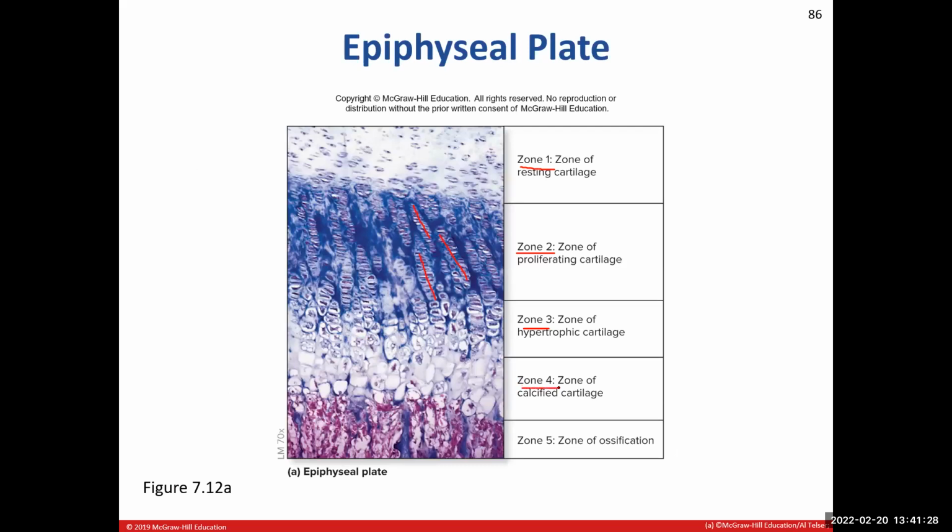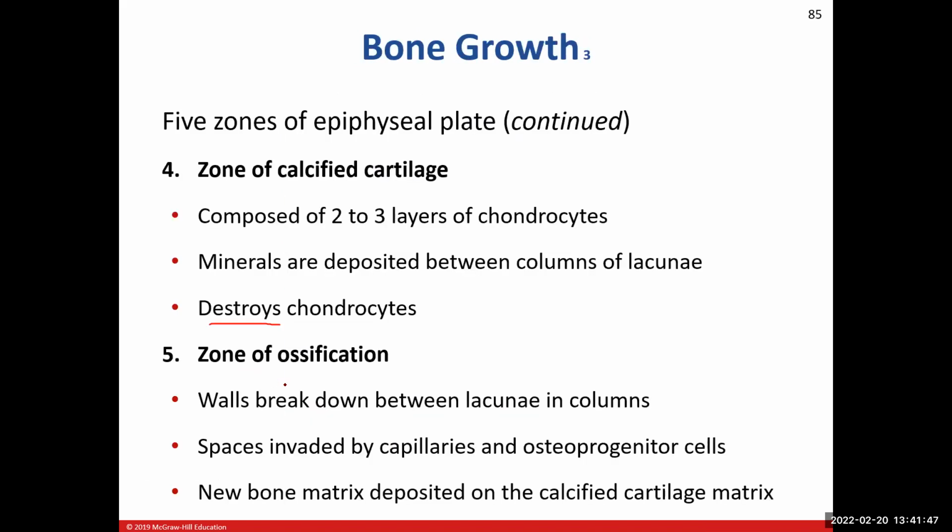So this is zone 4. And so you can see in some of these areas here in zone 4, we're not even able to see any chondrocytes because they're dead. But that cartilage matrix now is calcified and is hardening, getting closer to the rigidity of bone. And then that leaves us with our final zone, our zone of ossification.